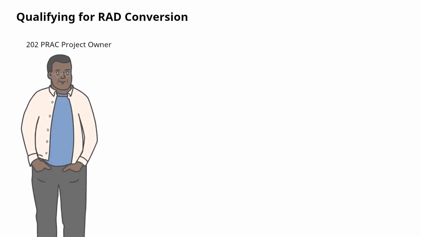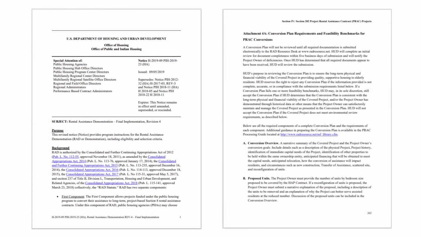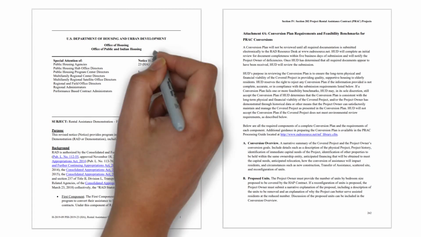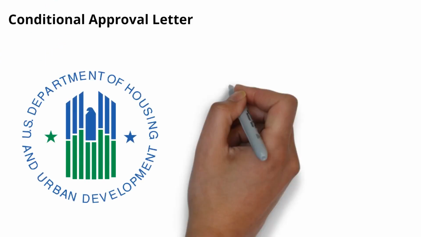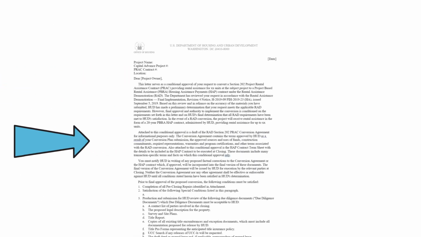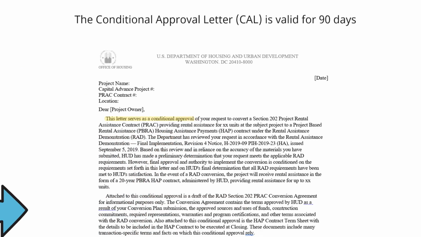To qualify for RAD conversion, a 202 PRAC owner must develop and submit a conversion plan that satisfies all RAD program requirements. A complete list of all conversion requirements applicable to Section 202 PRAC projects can be found in Housing Notice H 2019-09, PIH 2019-23, Section 4, Attachment 4A. Once HUD determines that an owner's proposed conversion plan satisfies all RAD program requirements, HUD will issue a conditional approval letter. The conditional approval letter is valid for 90 days unless extended by HUD in writing.